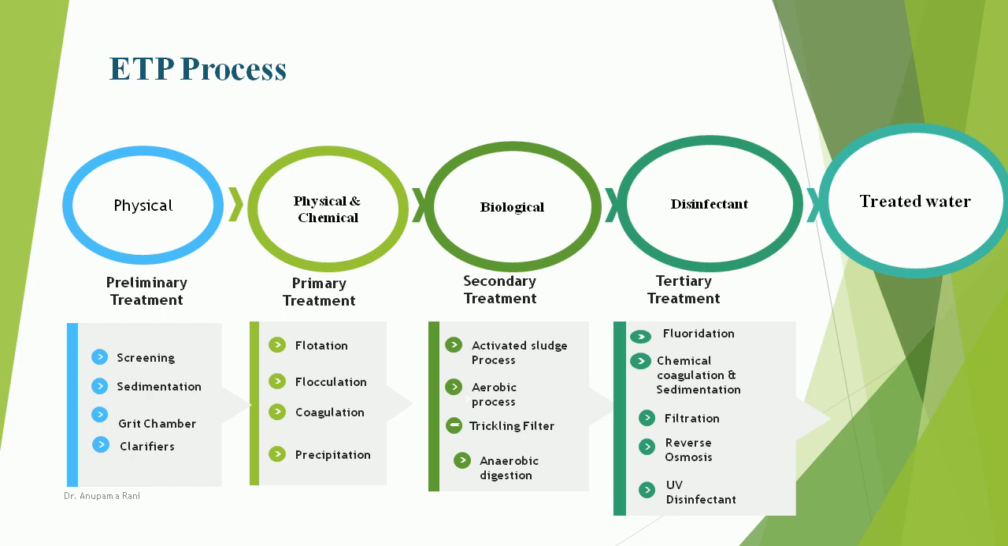Then, you have secondary treatment that is also called biological treatment. In this process, water is treated with biological microorganisms such as bacteria, in either aerobic or anaerobic conditions. Examples are the activated sludge process, aerobic process, trickling filter and anaerobic digestion. After that, the last is the tertiary treatment, which includes fluoridation, chemical coagulation and sedimentation, filtration, reverse osmosis and UV disinfection. And finally you obtain the treated water.